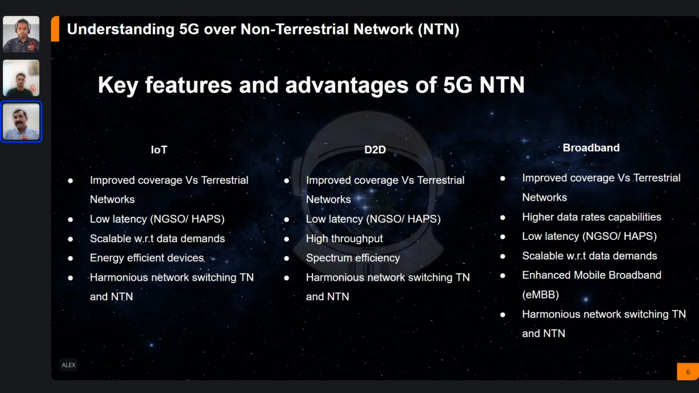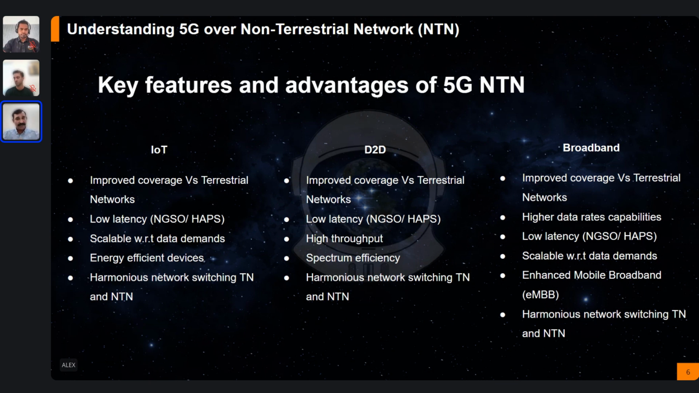Now, if we talk about the direct to device on your smartphones, you must have seen different announcements from different companies in this area. So there we have the direct to device implementations available. Companies are working on it. And again, some of the feature sets, some of the advantages are pretty similar as per the standard. We can have the improved coverage versus the terrestrial network. Again, it's low latency if you use the NGSO.